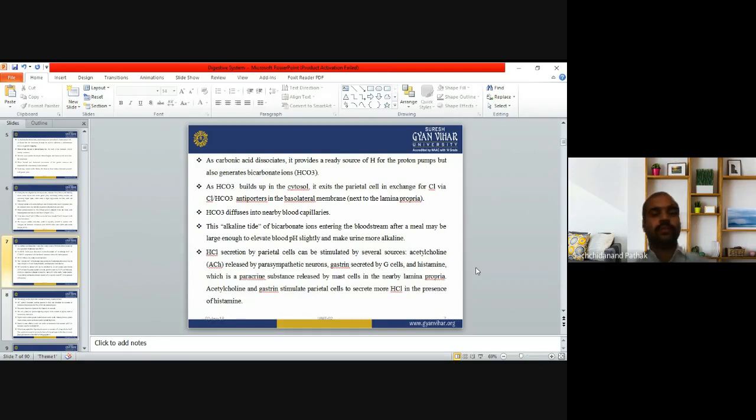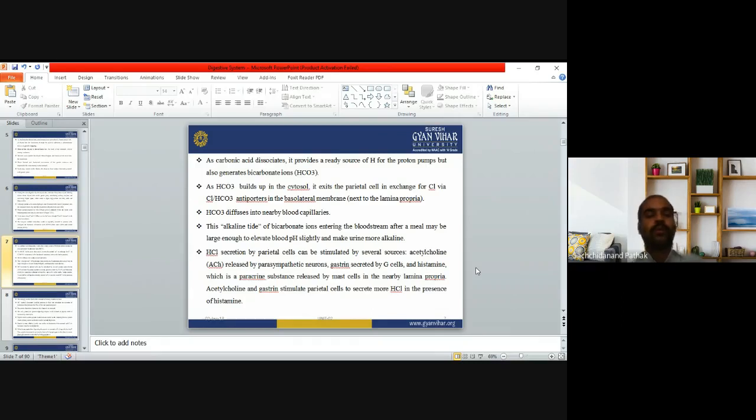Now in this case, we have to understand bicarbonate. Carbonic acid dissociates into the H plus ion and the bicarbonate ion. This bicarbonate ion builds up in the cytosol, and it will exit the parietal cell in exchange for chloride with the help of the chloride and bicarbonate antiporter in the basolateral membrane.